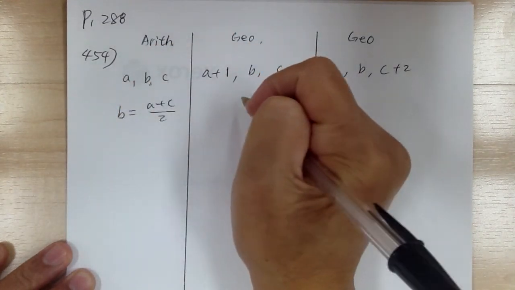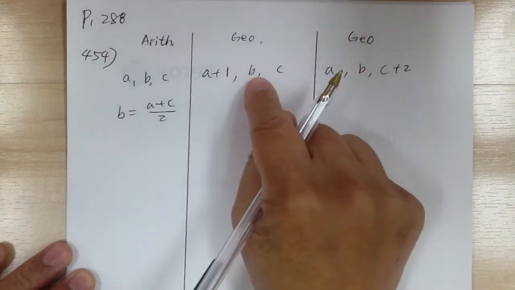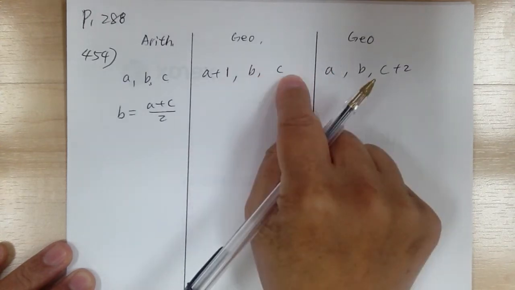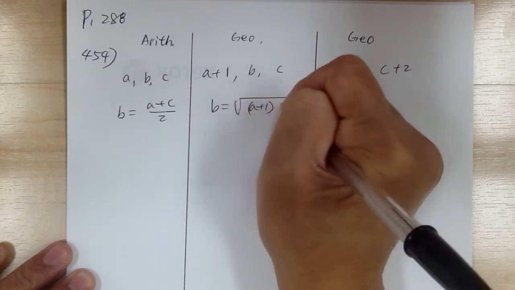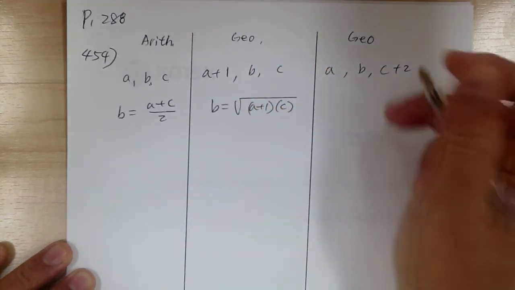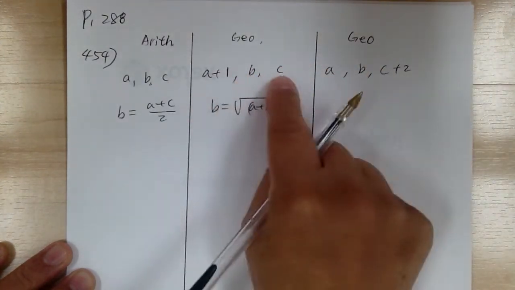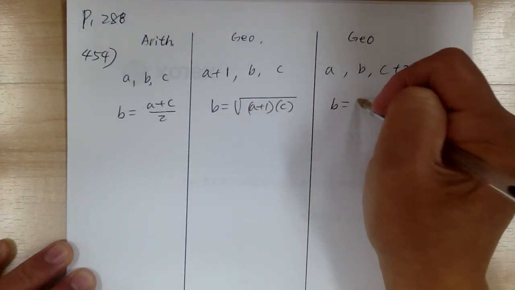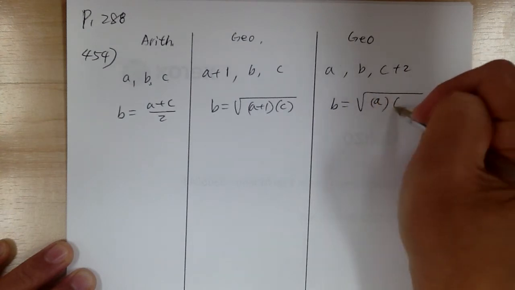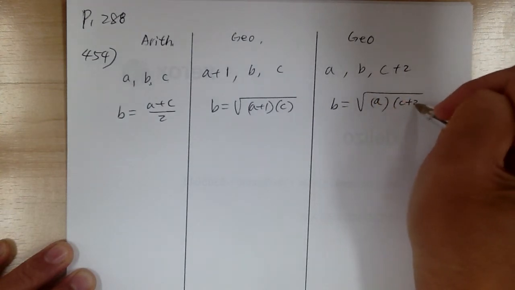Now let's work on this one. Geometric, this would be the square root of the product of the two. So B will equal the square root of (A plus 1) times C. Again, this is a geometric mean. And do the same thing over here: B will equal the square root of A times (C plus 2).